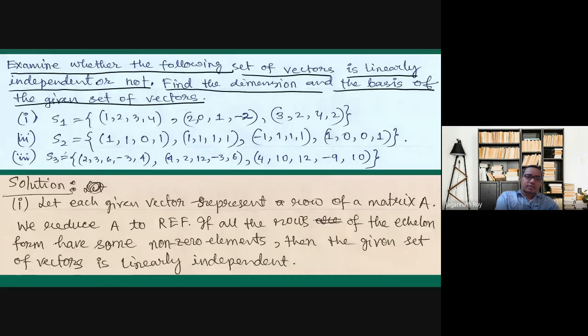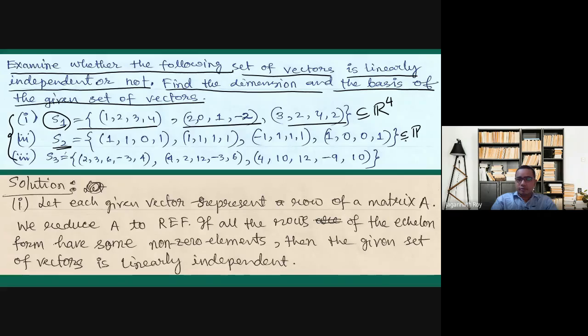So the next three examples are there. A given set is S1. The vectors are in a 4-dimensional space, a subset of R4. This one is also a subset of R4. This is 1, 2, 3, 4, 5, so this is a subset of R5.